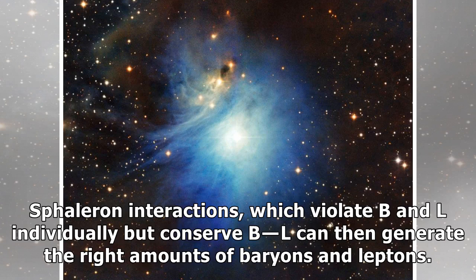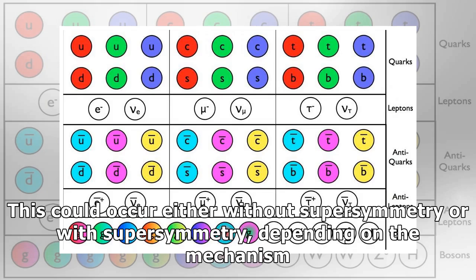Sphaleron interactions, which violate B and L individually but conserve B minus L, can then generate the right amounts of baryons and leptons. This could occur either without supersymmetry or with supersymmetry, depending on the mechanism.